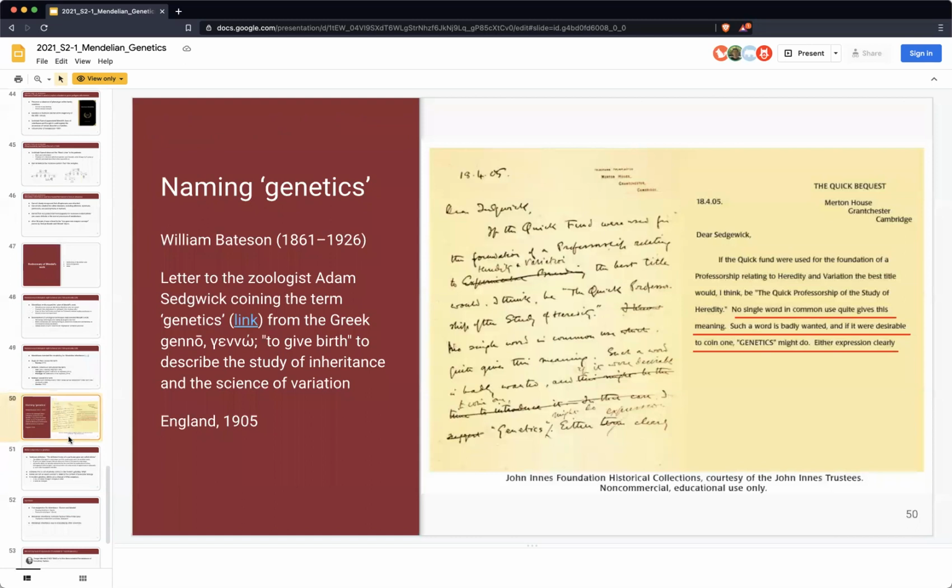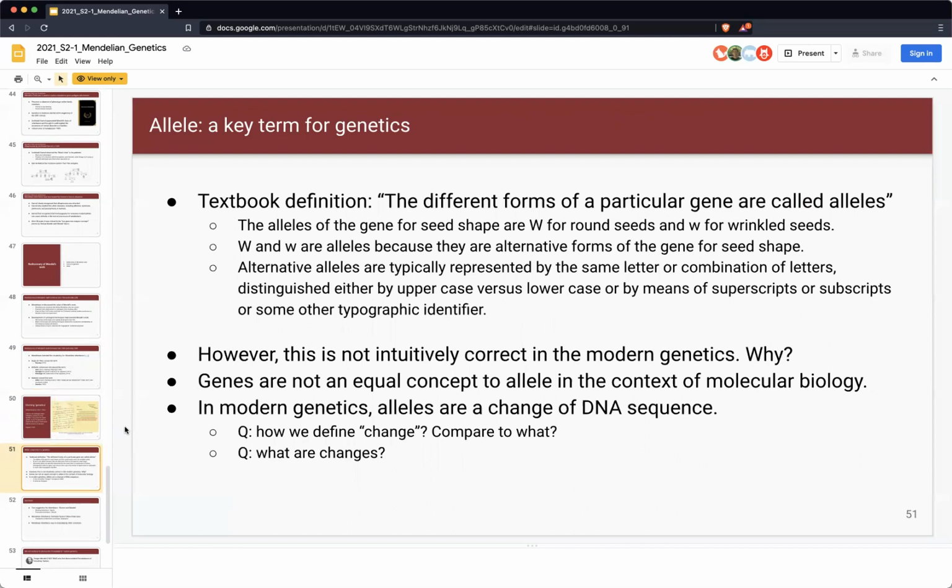Okay, so what I want to emphasize: if I choose the most critical thing in this slide, in this lecture, I'll pick this one. Allele is a key term for genetics and also a key term for this course, right? Okay, so the textbook definition: alleles are the different forms of a particular gene. Okay, so I call them alleles, right?